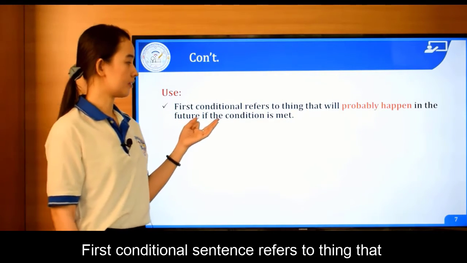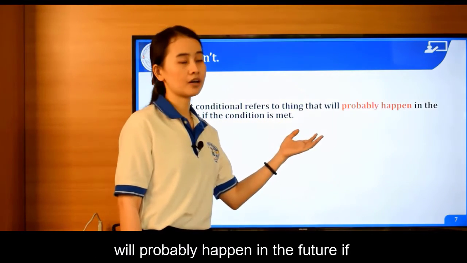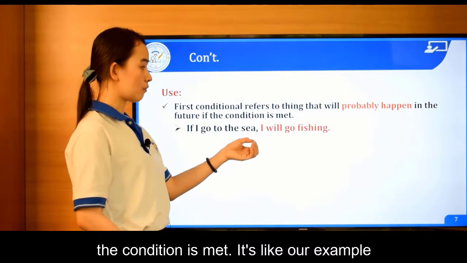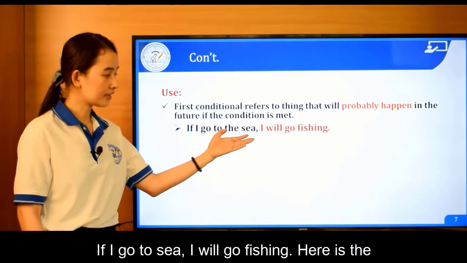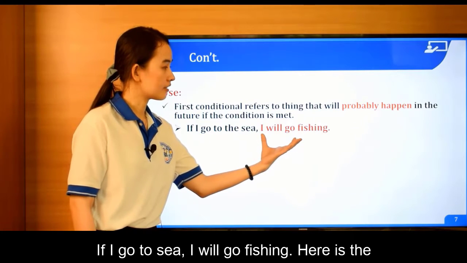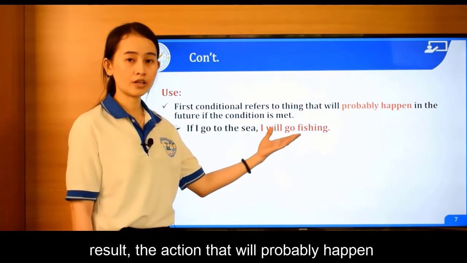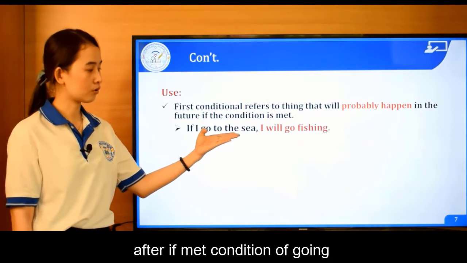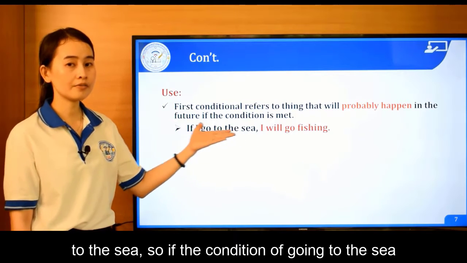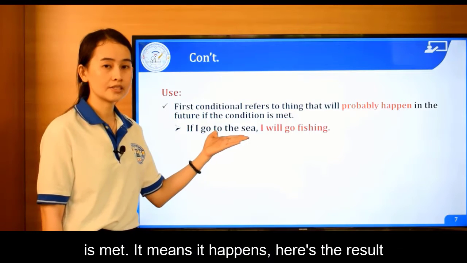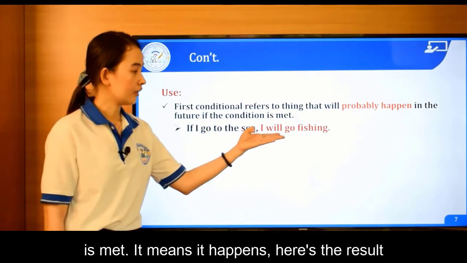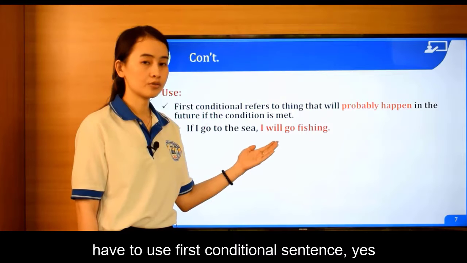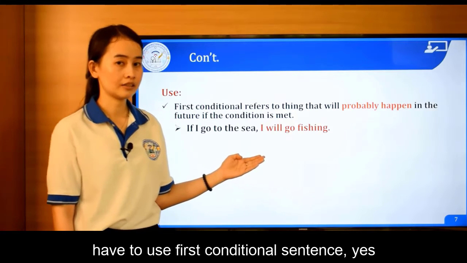First conditional sentences refer to things that will probably happen in the future if the condition is met. It's like our example: If I go to the sea, I will go fishing. Here is the result, the action that will probably happen after the condition of going to the sea is met. So if the condition of going to the sea is met, it means it happens. Here the result will probably happen afterward. So we have to use the first conditional sentence.